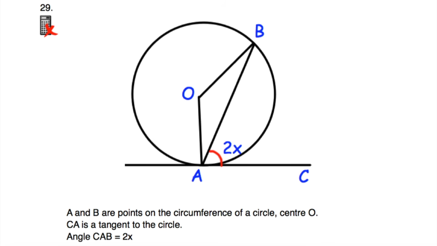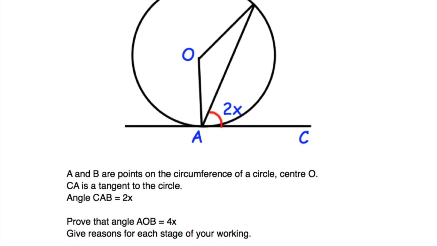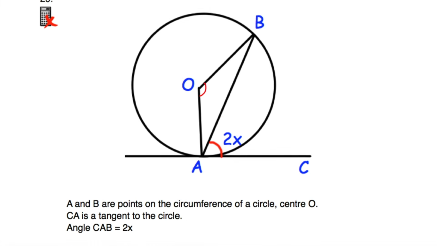Okay, let's have a look at our last question, question number 29. We've got the circle, and we're told that A and B are points on the circumference of the circle, centre O. We're told that CA is a tangent to the circle, and that angle CAB is equal to 2x. And we've been asked to prove that angle AOB, so this angle, is equal to 4x. And we've been asked to give reasons for each stage of our working out.